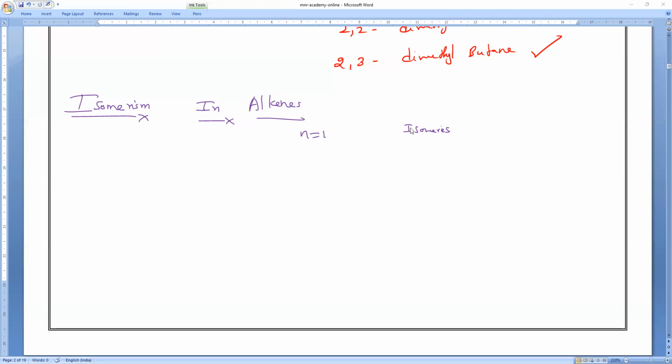First, you must have a common thing. Alkenes will start from where? N is equal to 2. N is equal to 1 does not exist. N is equal to 1 means no structure at all, never possible. For alkenes and alkynes, n is equal to 1 does not exist, because that would be methane, not an alkene. N is equal to 2, number of isomers 1. N is equal to 3, number of isomers 1 only.